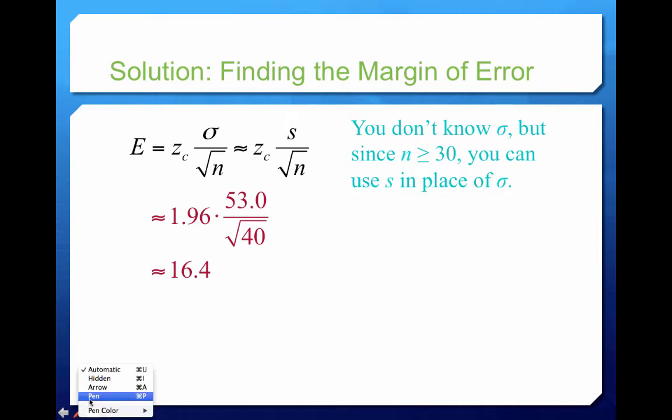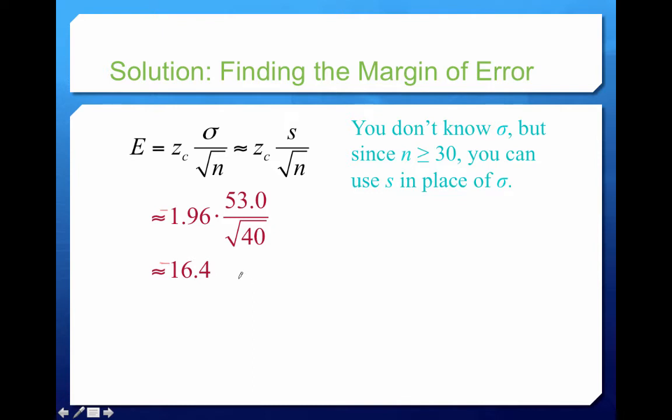Does it matter that I'm using the positive z-score and not the negative critical z? Absolutely not. If we used the negative here, then clearly that just makes our error negative 16.4. But remember, this margin of error is something that we're going to have to add to our sample average and subtract from our sample average. So its sign doesn't really matter. Again, I'm going to have to add it and subtract it.